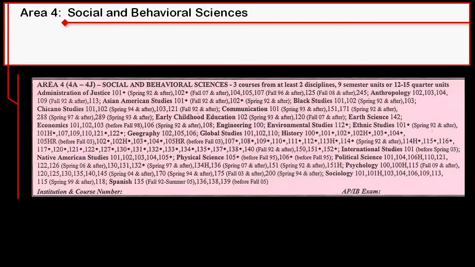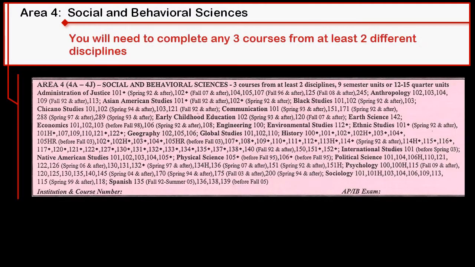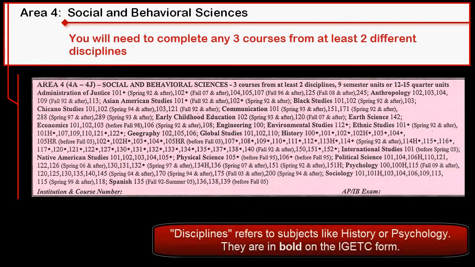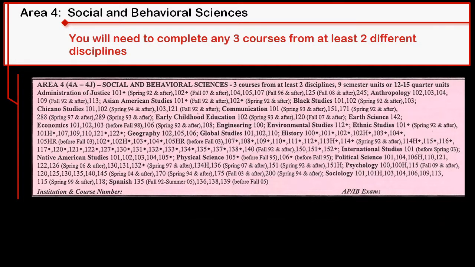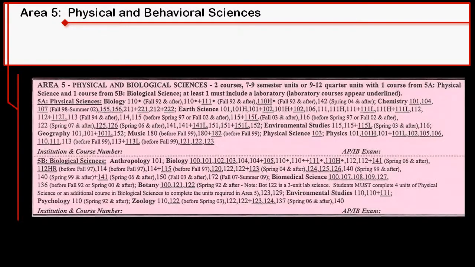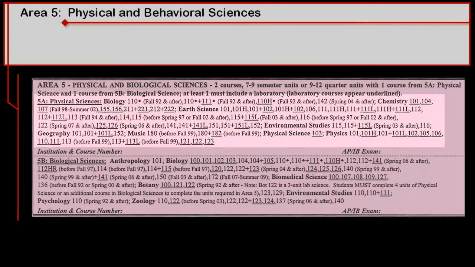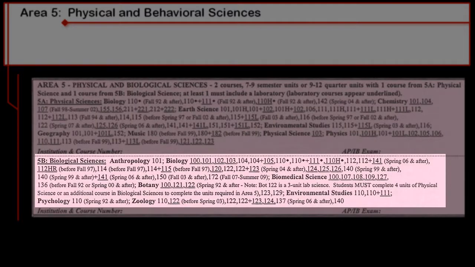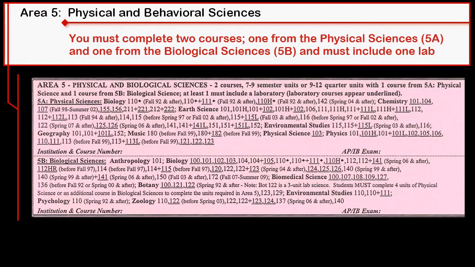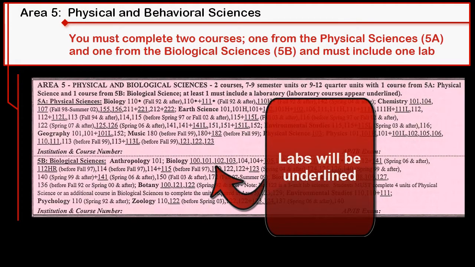Area 4 is the social and behavioral science category, and you must select 3 courses from the list. When choosing, you must have the 3 courses from at least 2 different disciplines or subjects, such as history and psychology. Area 5 are the sciences. They are divided into 2 groups, physical and biological. Here, you must choose 1 course from each group, and at least one of those science courses must have a lab associated with it. On our form, the labs are underlined.